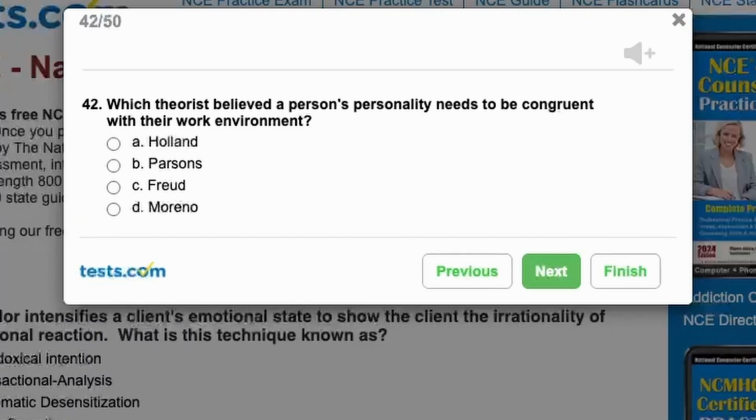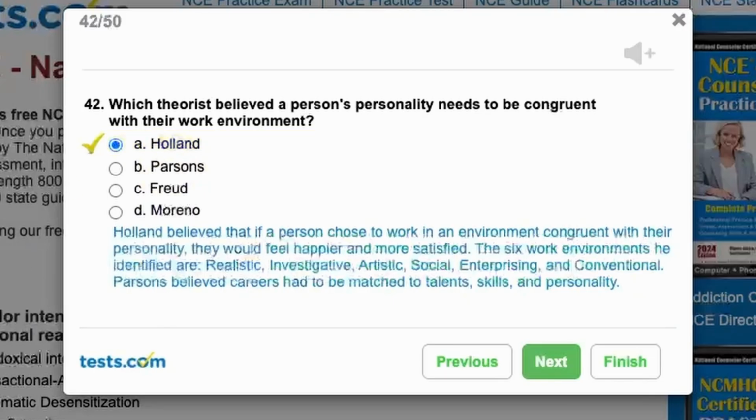Which theorist believed a person's personality needs to be congruent with their work environment? A. Holland. B. Parsons. C. Freud. Or D. Marino. A. Holland believed that if a person chose to work in an environment congruent with their personality, they would feel happier and more satisfied. The 6 work environments he identified are realistic, investigative, artistic, social, enterprising, and conventional. Parsons believed careers had to be matched to talents, skills, and personality.